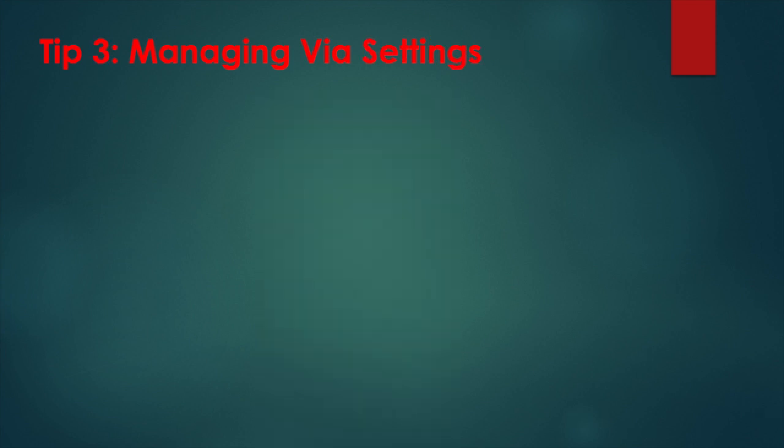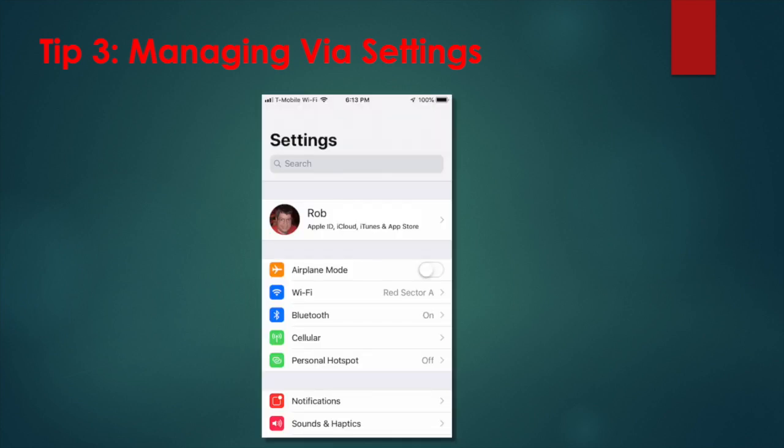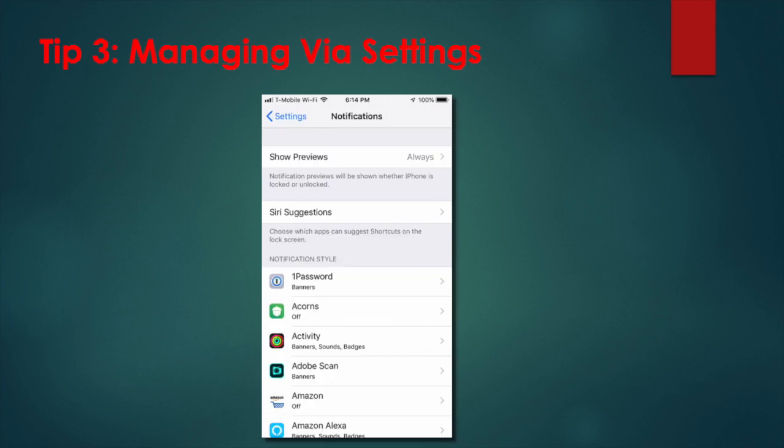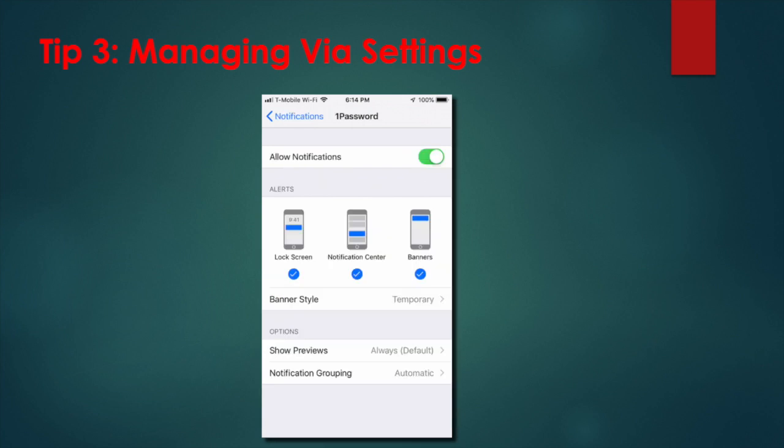Tip 3, managing notifications individually via the notification settings. Okay, as we saw in sneak preview a few moments ago, you can still manage notifications the old-fashioned way, through the Settings app. And to get there, launch your Settings app, then touch Notifications. And for our purposes today, we're going to skip down to the Notification Style section. Pick any app and you'll see this.